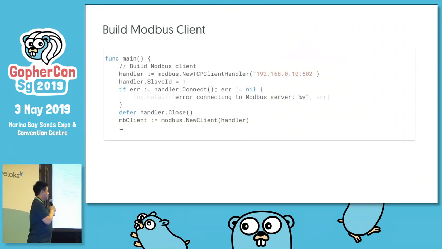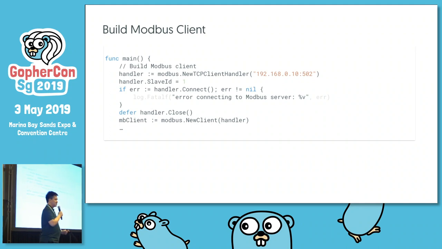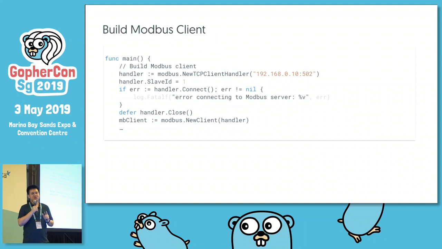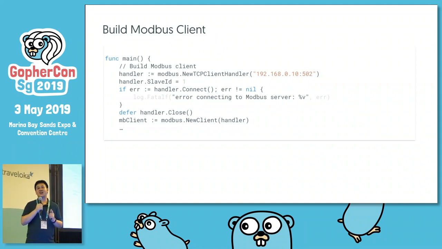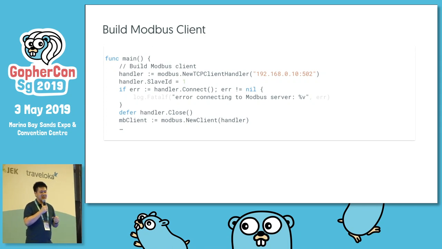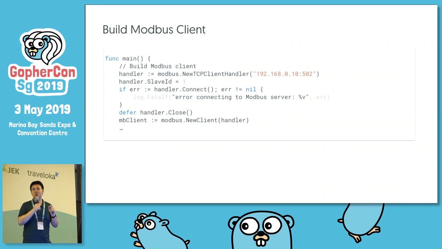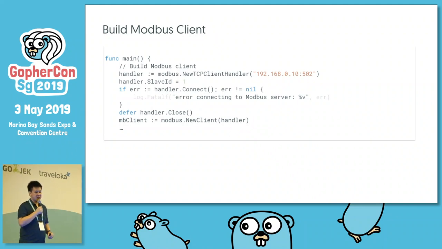First, we will build the Modbus client. Modbus is a very popular protocol in our industry. Fortunately, we already have a library that can be used to connect to the Modbus server. So we just build the client using this library, passing in the parameters, and we connect to the Modbus server. In real production code, we need to handle the failures using retry and backoff. But in this example, we just simply log.Fatalf and exit the app. And the Spark agent later on will restart the app.